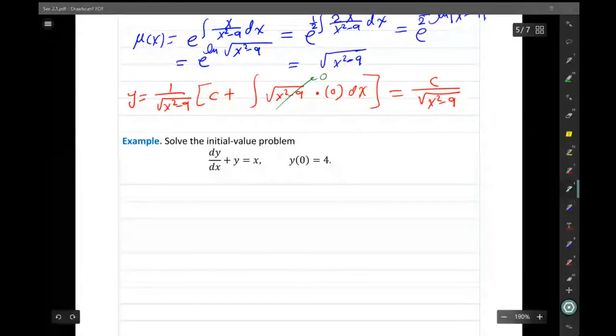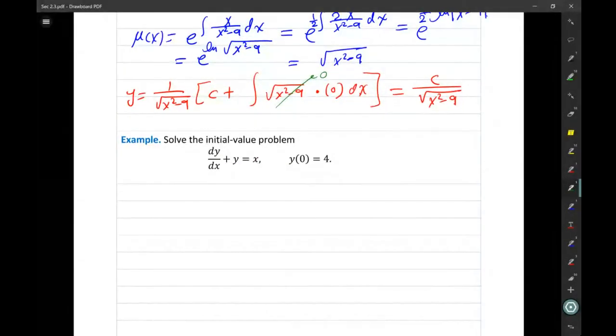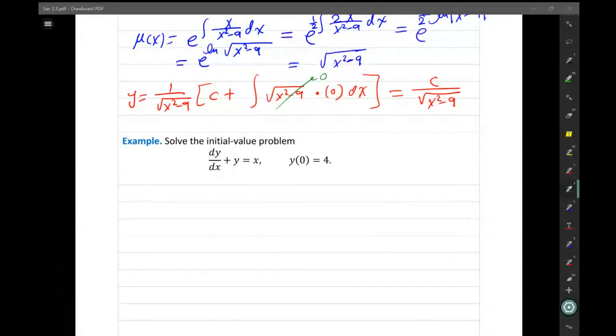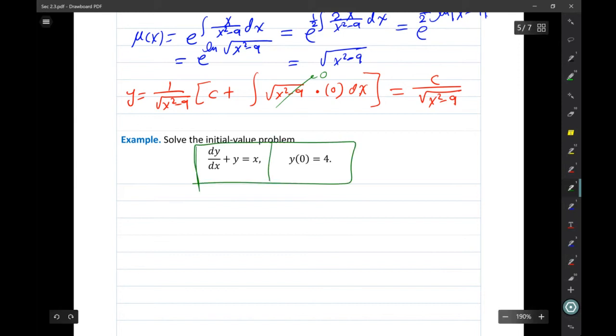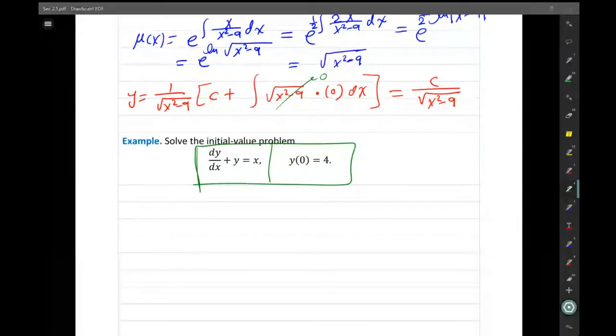Okay, I need all the students to try this example. I will give you 4 minutes maximum to solve this initial value problem. Please all the students try this one. 4 minutes and I will choose anyone to solve it.